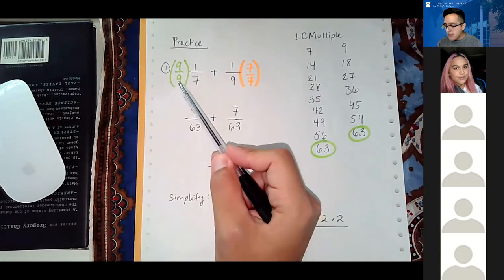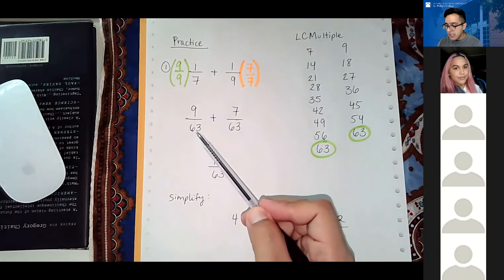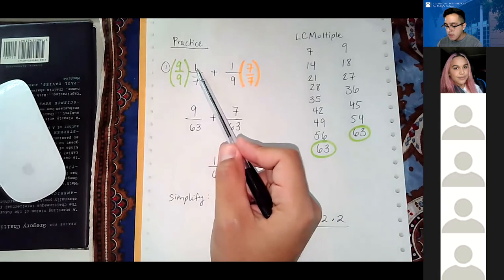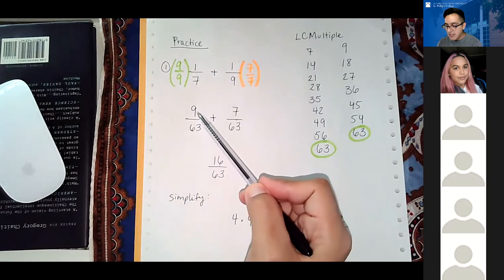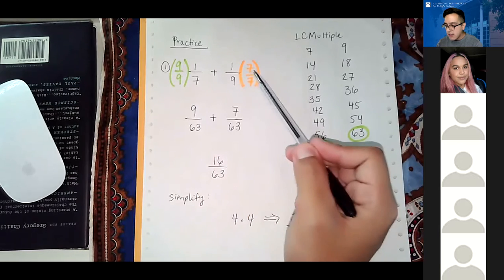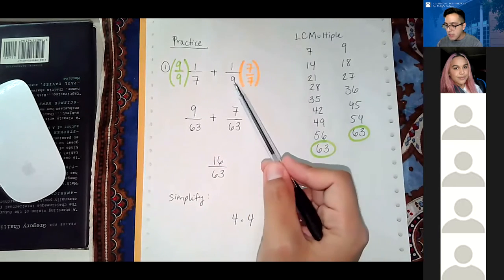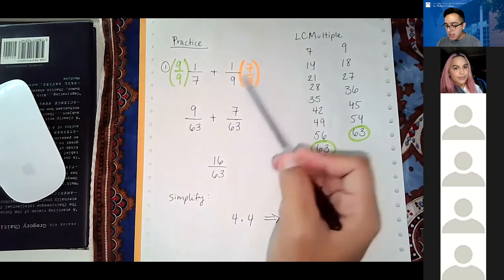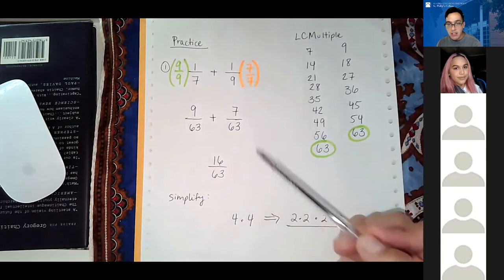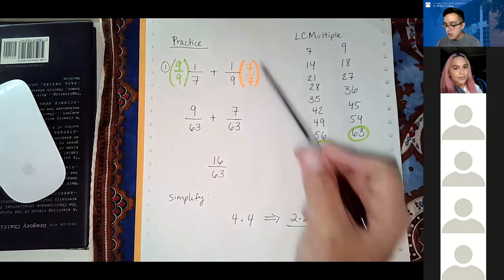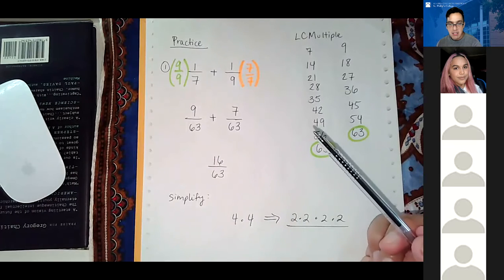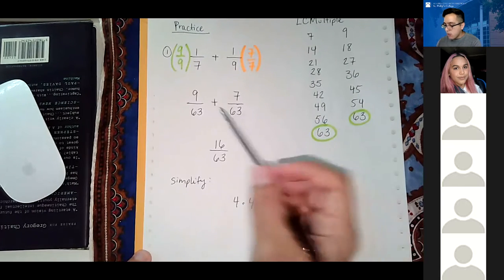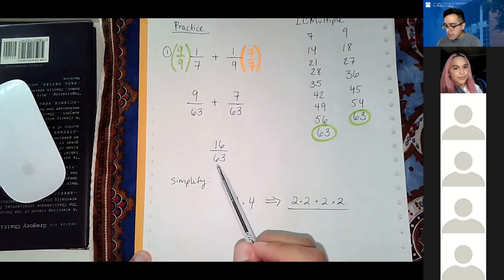Well, whatever you multiplied the denominator by to get this 63, that common denominator, you have to multiply that same number on the top. Yeah. So 9 times 1 is 9. And then for this one, we had to multiply the 9 by a 7 in order to change it to 63. So that means we had to multiply a 7 on the top over here. So 7 times 1 gives us this 7. Okay. Sounds good. So once we added those up, we get 16 over 63.